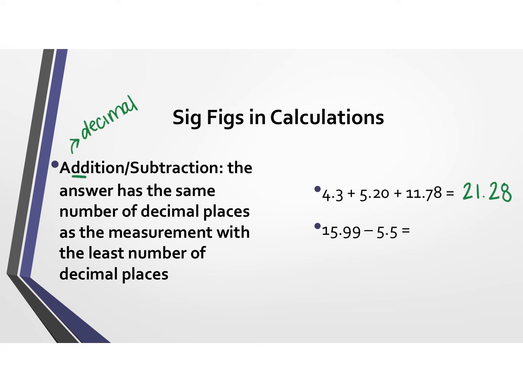Okay, so now we're going to round at the end. Your answer has to have the same number of decimal places as your least precise measurement. So how many decimal places are in 4.3? Just one. How about 5.20? Two. And 11.78? Two. So this one has the least and it only has one. Therefore your answer can only have one decimal place. So I draw a line under that one decimal place, and then you have to look at the next digit. The next digit is an 8. Is that going to cause us to round up or down? Up. So our final answer is 21.3.